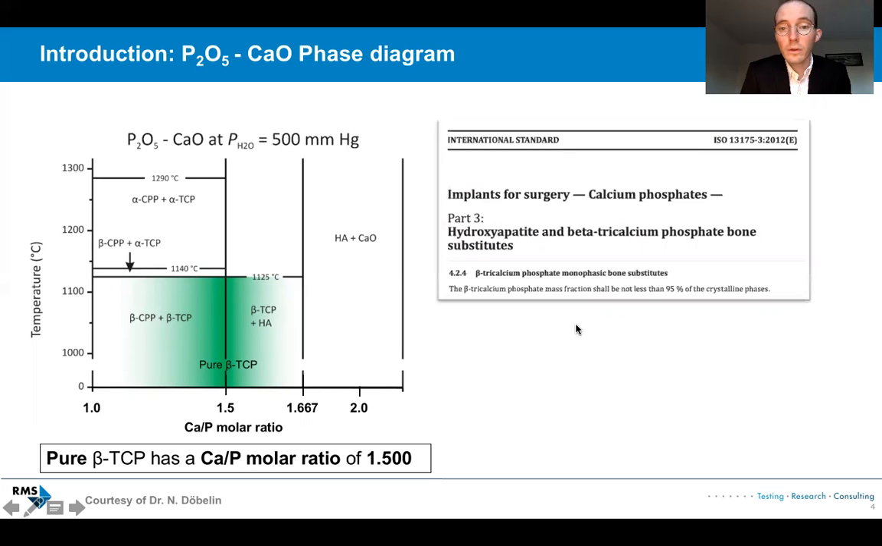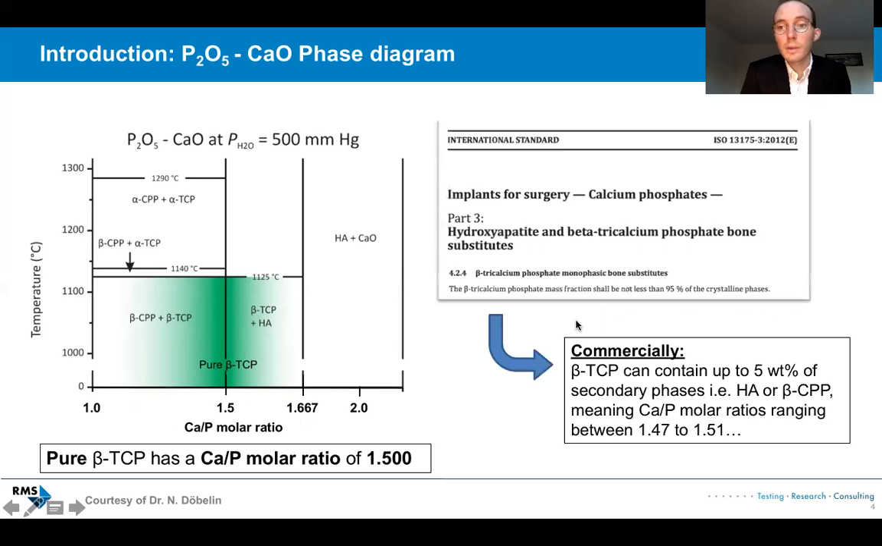Interestingly, the ISO standard actually specifies that commercial beta-TCP can contain up to 5 weight percent of secondary phases such as hydroxyapatite or beta-calcium pyrophosphate. This means that commercial beta-TCP may have calcium over phosphate molar ratios ranging between 1.47 and 1.51.